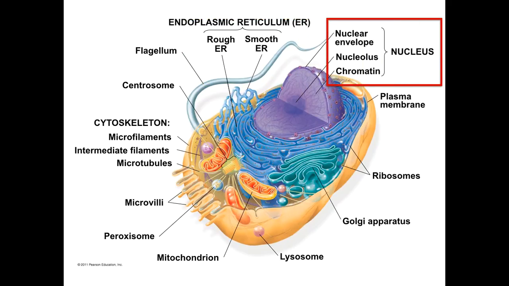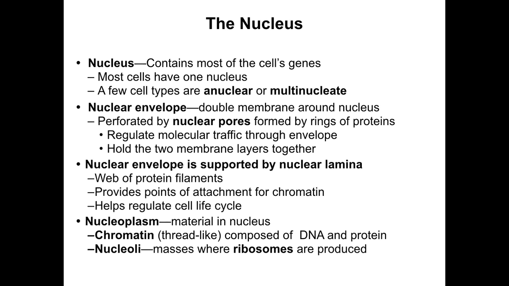So we're going to start off by talking about the nucleus. All right? So the nucleus is the control center of the cell. It is where all of the cell's information storage takes place. It's where the cell stores its DNA in the form of genes. All eukaryotic cells have a nucleus for at least part of their life.